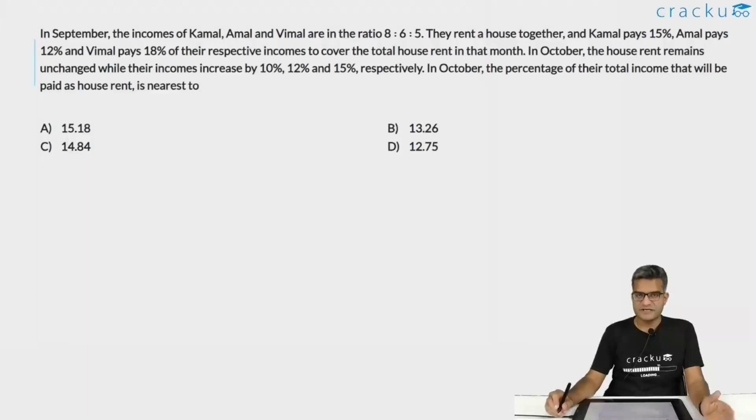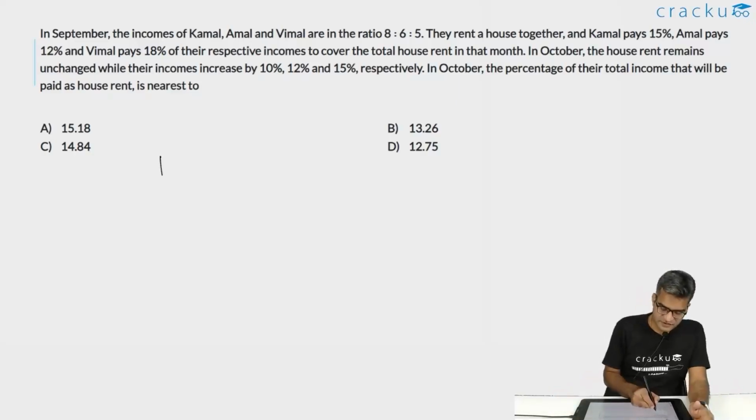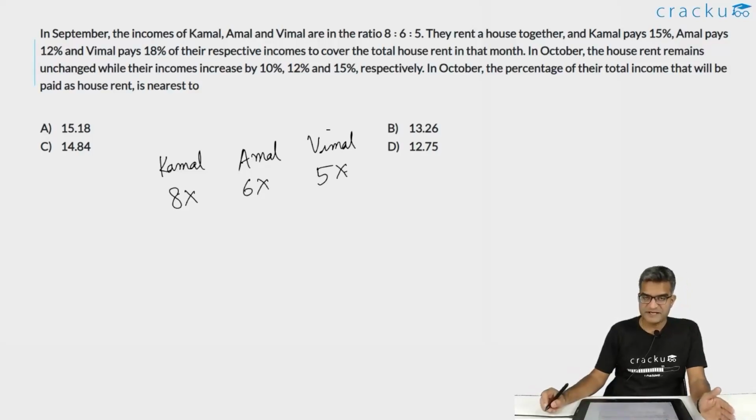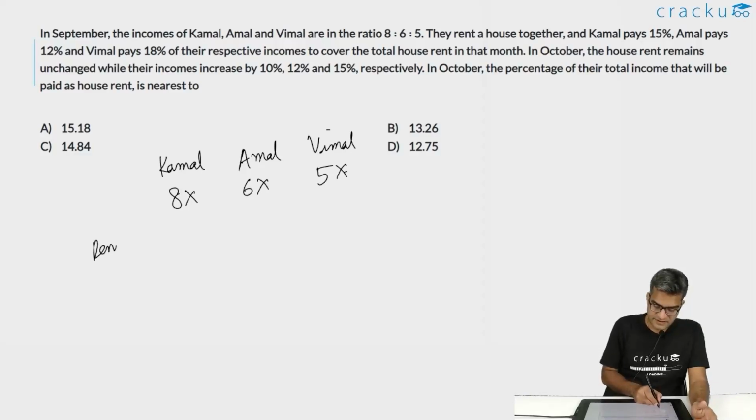In this question, we are told that in September, the incomes of 3 people, Kamal, Amal and Vimal, are in the ratio of 8:6:5. So we have Kamal, we have Amal and we have Vimal. Their incomes are 8x, 6x and 5x. Now to pay the rent of a house, Kamal paid 15%, Amal paid 12% and Vimal paid 18% of their respective salaries.